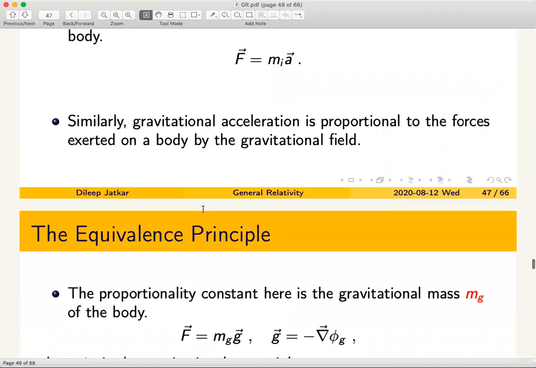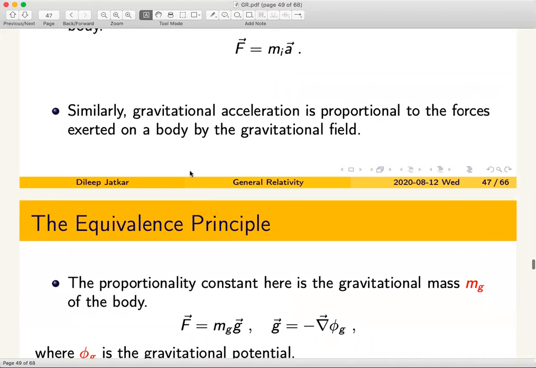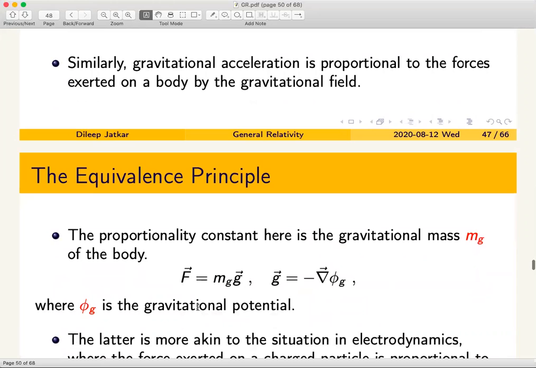In that case, we have a proportionality constant again, which tells you how the gravitational force generated by the gravitational field is related to the gravitational acceleration, and that quantity is what is called the gravitational mass. So we write down F is equal to mg times the gravitational acceleration g, and the gravitational acceleration is written in terms of the gravitational potential as minus the gradient of phi g.